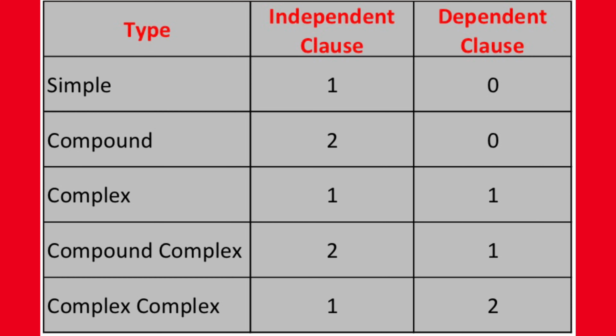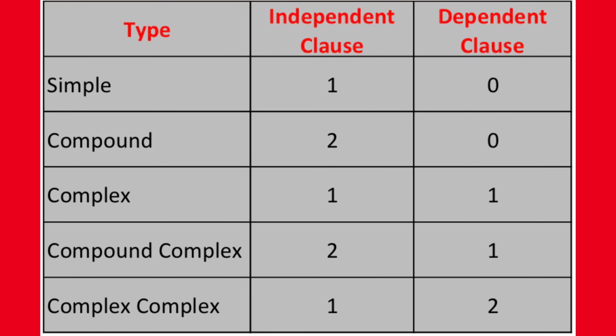Here is a sentence structure chart. A simple sentence has one independent clause and no dependent clause. A compound sentence has two independent clauses at least, but still does not have a dependent clause. A complex sentence has one independent clause, and for it to be called a complex sentence, it must have one dependent clause, or sometimes called a subordinate clause. A compound complex sentence has the elements of both the compound and the complex sentence. It has to have at least two independent clauses and one dependent clause.